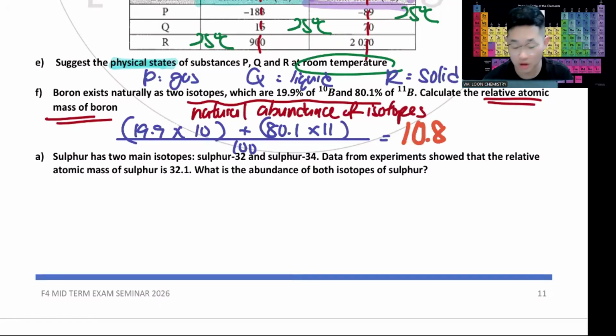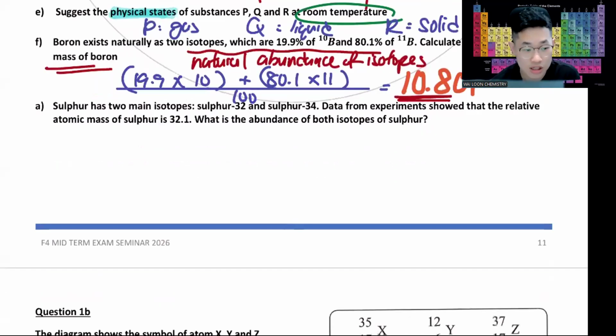10.8. Normally write 2 decimal places, but the last number at the back is 1, so you just write 10.80 or 10.8 is enough. But if you ask me, what if I write more? 10.801 actually also can. It doesn't matter. At least 10.8.